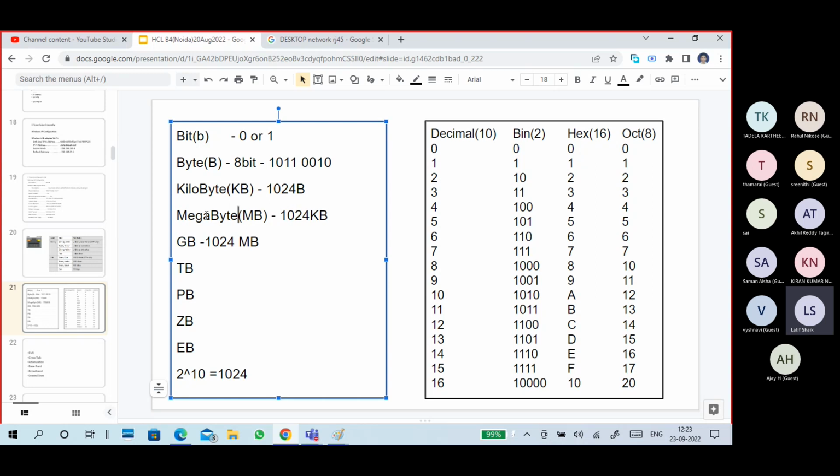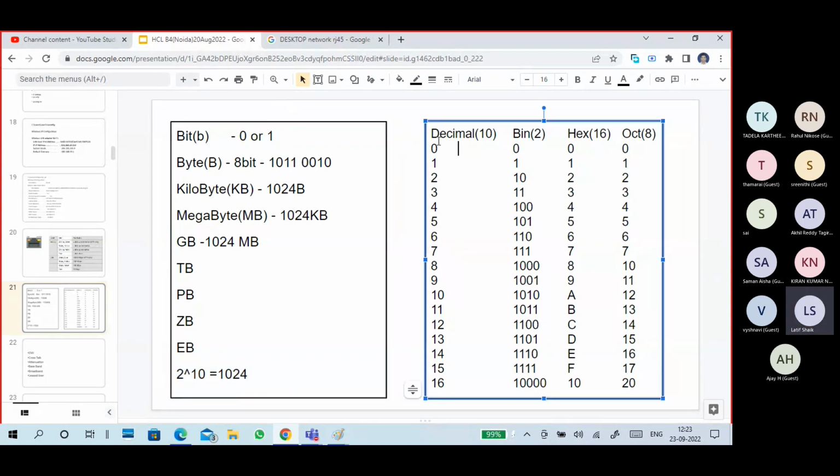Megabyte means 1024 into 1024 bytes, or 1024 kilo. Next, it always goes like this: a 1024 difference means multiplication. Gigabyte, terabyte, petabyte, zettabyte, so many other bytes are also there. You can do it: 1024 into 1024.